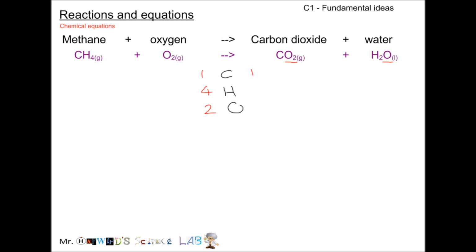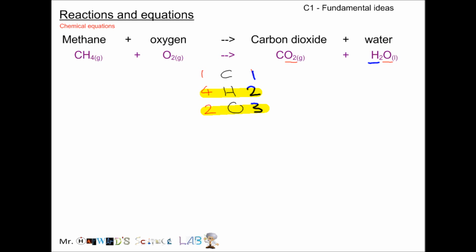3 oxygens. And we've got 2 hydrogens. Okay, as you can see, these aren't balanced. You've not got hydrogen balance or oxygen balance. Remember, the rule is we look for the most unbalanced. The most unbalanced at the moment is the hydrogen. Okay, because we've got 2 less. So we're going to try and increase the hydrogen to start with.